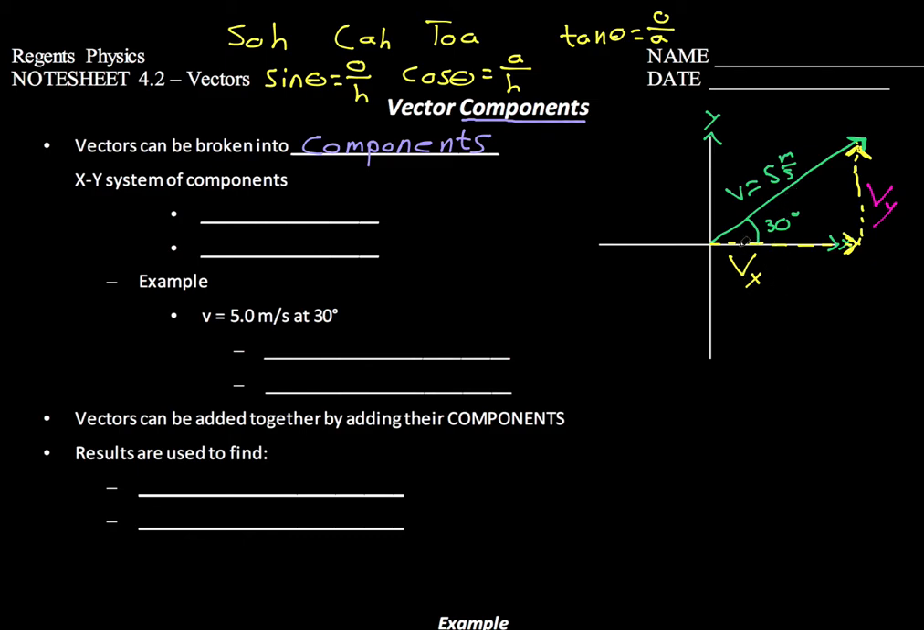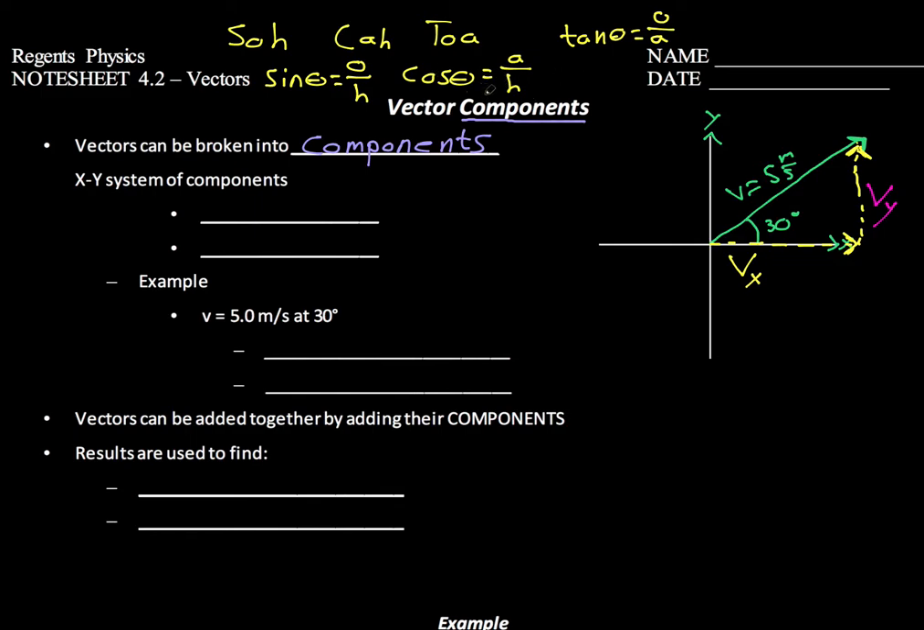And I want v sub x. Now, I ask myself, is v sub x next to the angle or is it opposite the angle? Is it adjacent to the angle or is it opposite to the angle? And we can see it's touching the angle, right? So it's adjacent. So I want to look for something that has adjacent, a hypotenuse, and an angle. They all have an angle, and these two have hypotenuse, so not tangent because it doesn't have hypotenuse.